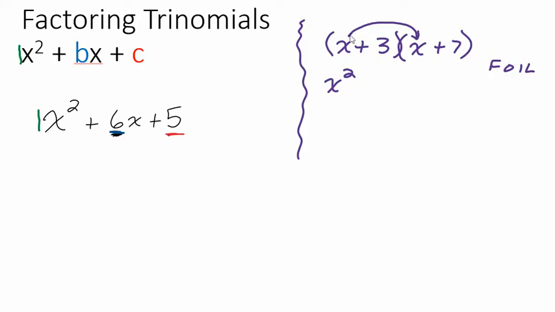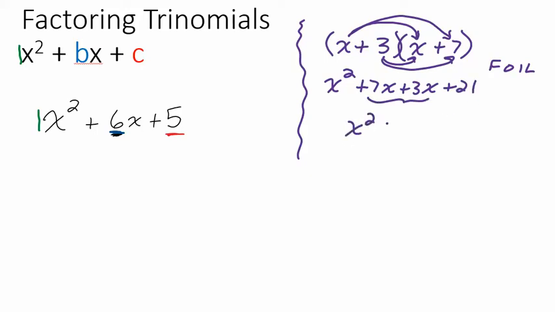The outside was x times 7, which are the outside terms, 7x. The I was the inside, which stands for the inside terms. And the last term in each set of parentheses, we multiply those together. Then we combine like terms. And we end up with this trinomial. Now notice this trinomial is of the form 1x squared plus bx plus c. So what we're attempting to do now by factoring is to undo that process.